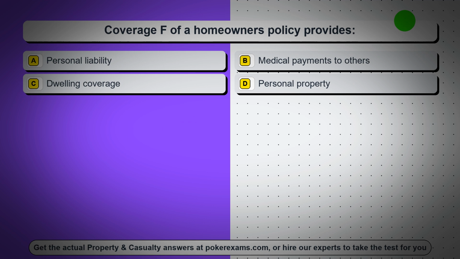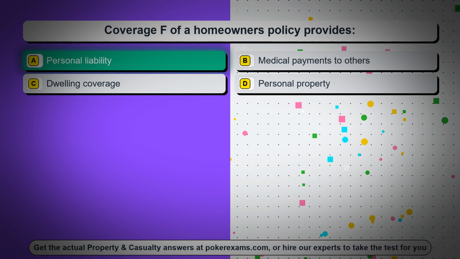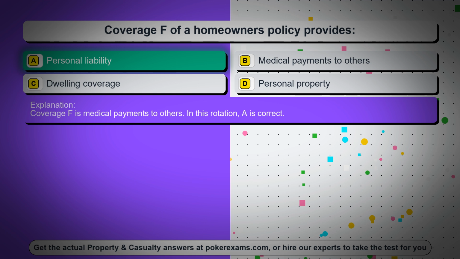Question 77. Coverage F of a homeowner's policy provides Option A, personal liability. Option B, medical payments to others. Option C, dwelling coverage. Option D, personal property. The correct answer is option A, personal liability. Coverage F is medical payments to others. In this rotation, A is correct.